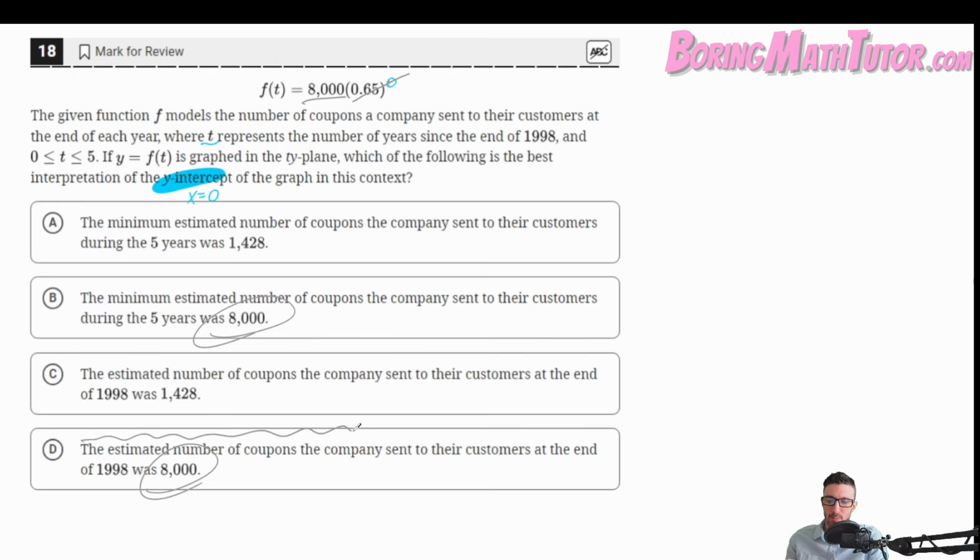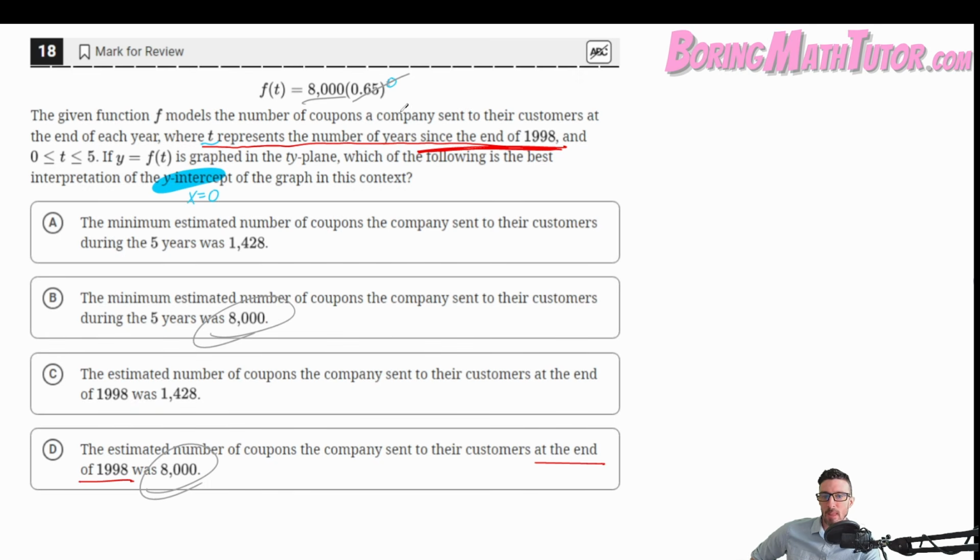Or is it the estimated number of coupons the company sent to the customers at the end of 1998? Now, if you've been practicing, you will notice that this phrase, at the end of 1998, is describing a specific time, because it says T represents the number of years since the end of 1998.